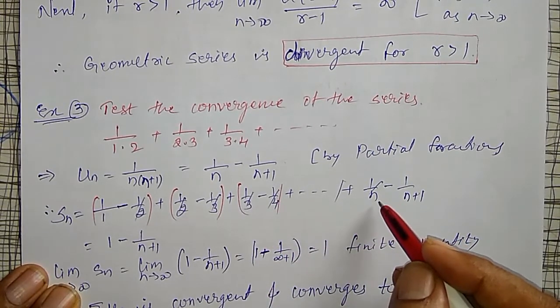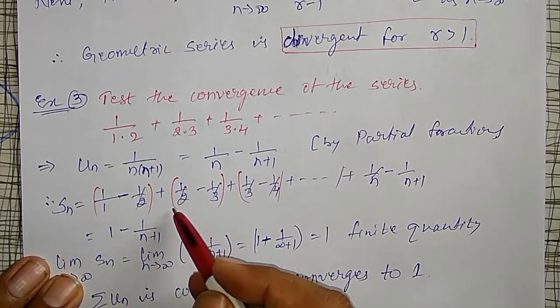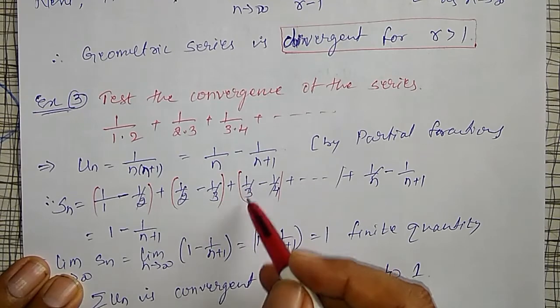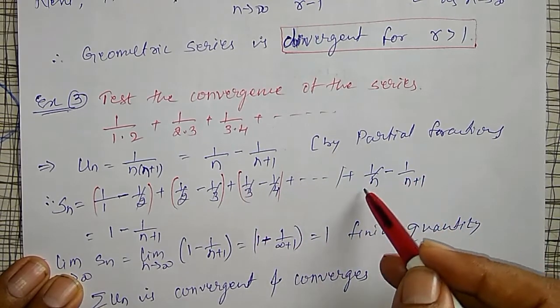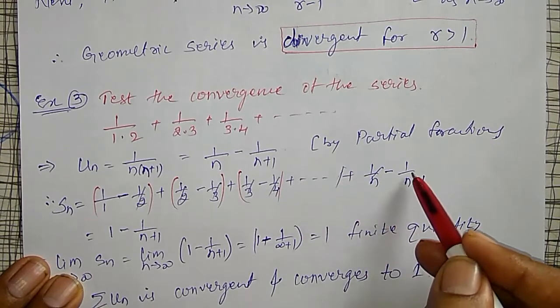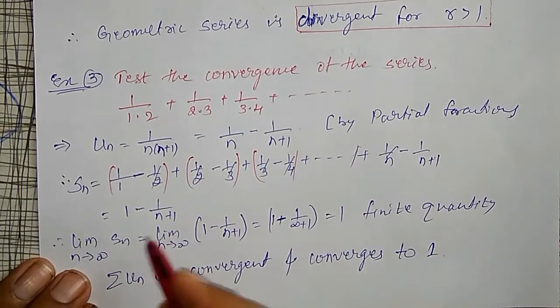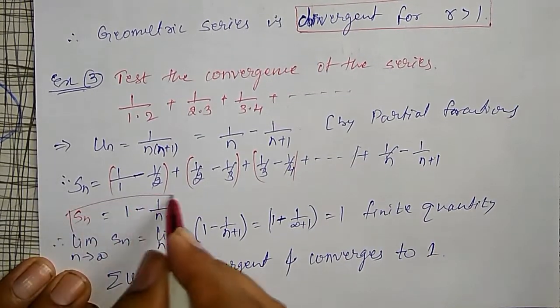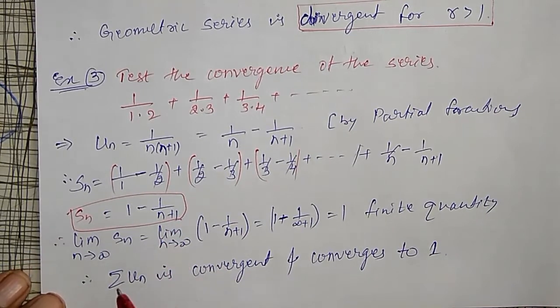Nth term will become 1 by n minus 1 by n plus 1. Therefore, minus 1 by 2 plus 1 by 2 cancels. Minus 1 by 3 plus 1 by 3, minus 1 by 4 plus 1 by 4 cancels, like that. 1 by n minus 1 by n, the previous term, cancel, and only minus 1 divided by n plus 1 will remain. Therefore, my Sn is equal to 1 minus 1 divided by n plus 1.